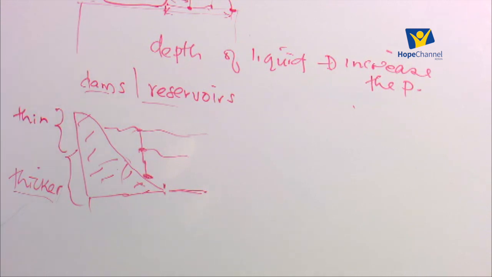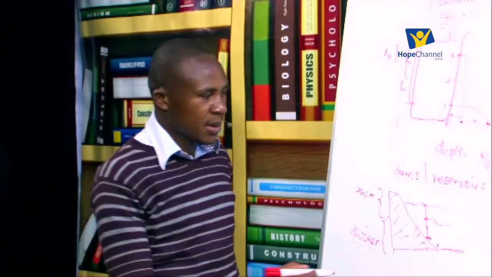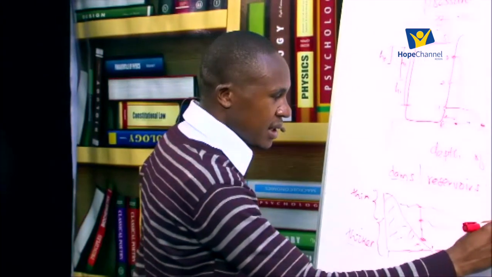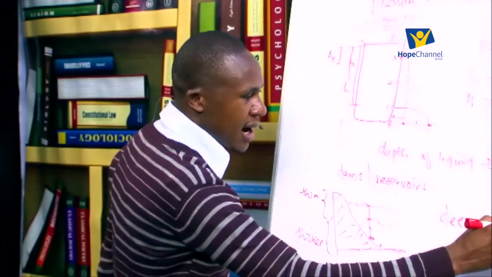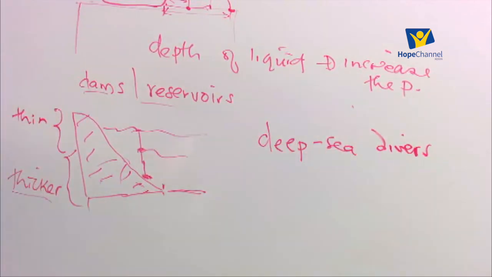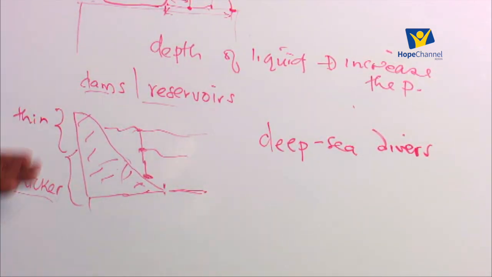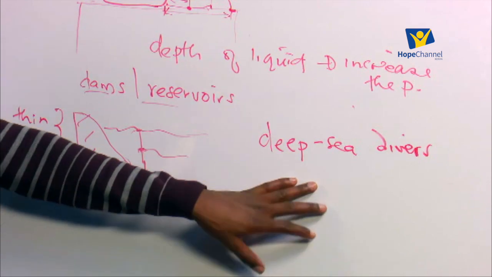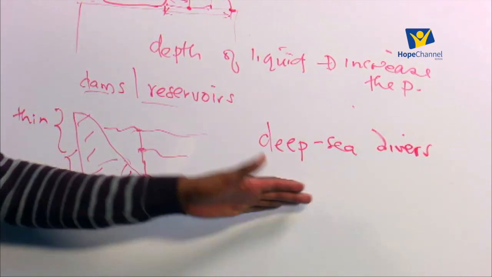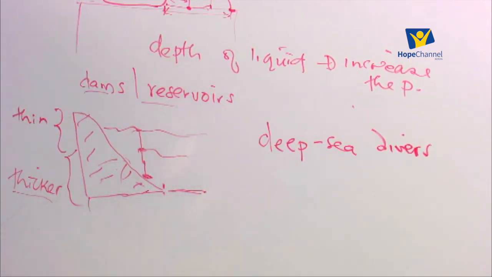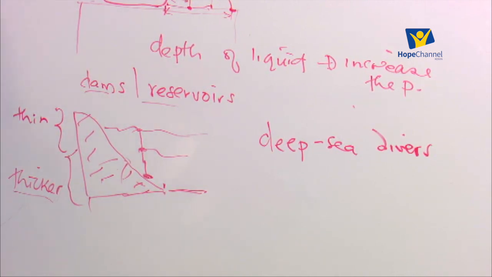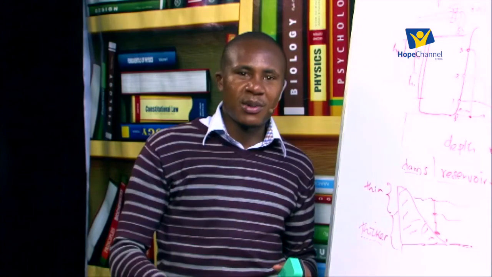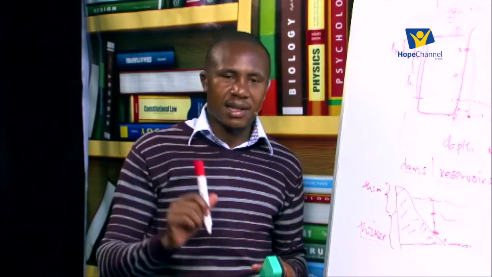And of course, we did mention last time that the deep sea divers have a maximum depth below which they can dive inside the sea. Below that depth, if they continue with the diving, they may never come out of the water because the pressure acting on top of them will be increasing as they go deep inside the water in the sea. That is factor number one affecting the pressure in the liquids, and that is the depth. The most important thing is that when the depth of the liquid increases, the pressure also increases.